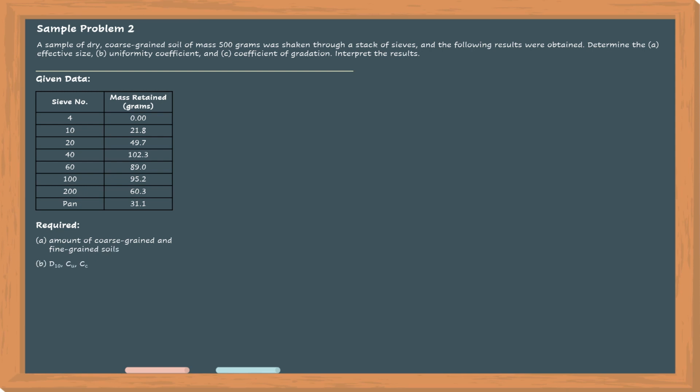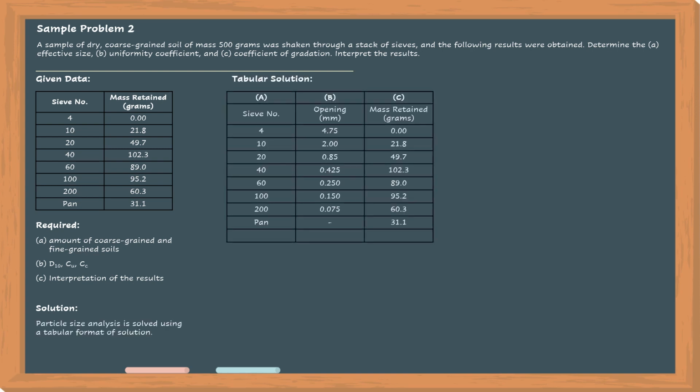And then letter B, we need to determine D10 or the effective size, C sub U, the uniformity coefficient, and C sub C, the coefficient of gradation. And then interpret the results. So the solution, again, if we have a particle size analysis, it's best to do it using a tabular format of solution.